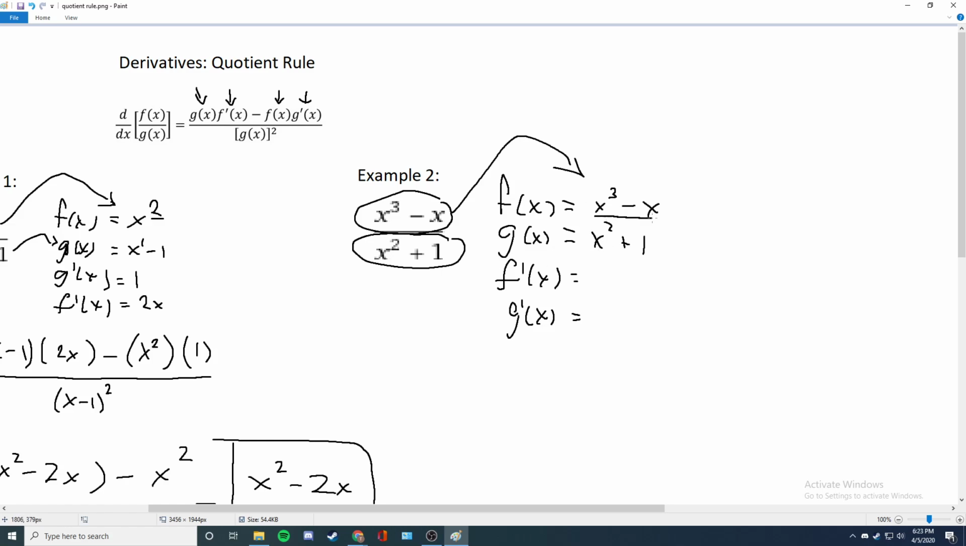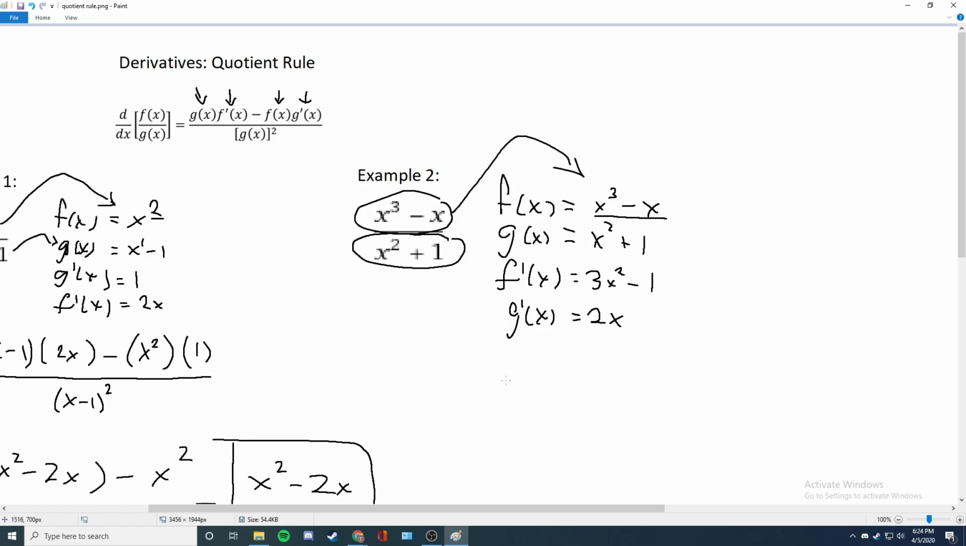For the derivative of f of x, we're going to use the power rule on both of these terms. x to the third, using the power rule, is going to give us 3x squared, and then negative x will end up giving us just minus 1. And then for g of x, we'll do the same thing. Power rule on the x squared gives us 2x, and then 1, that derivative is just 0, so that leaves us with just 2x for g prime. So again, just plug into the formula.